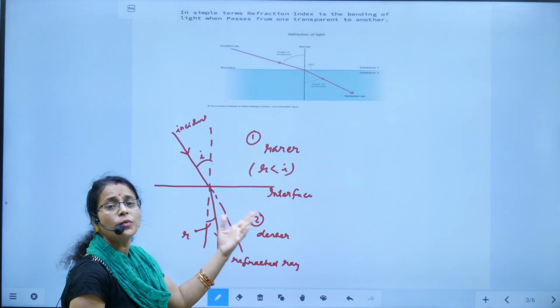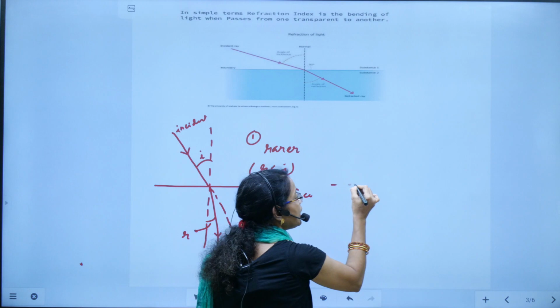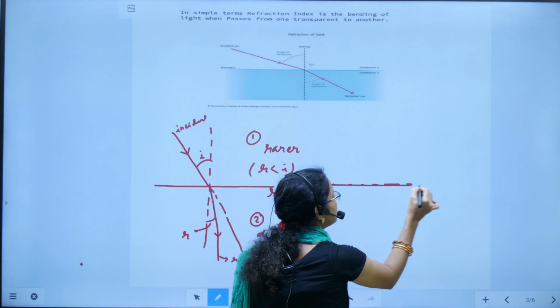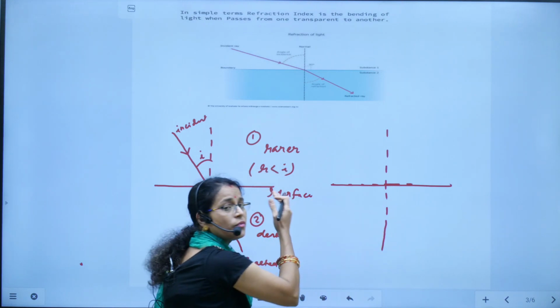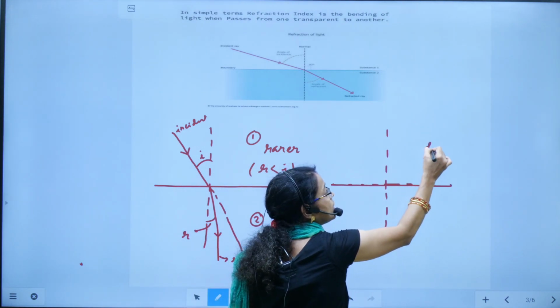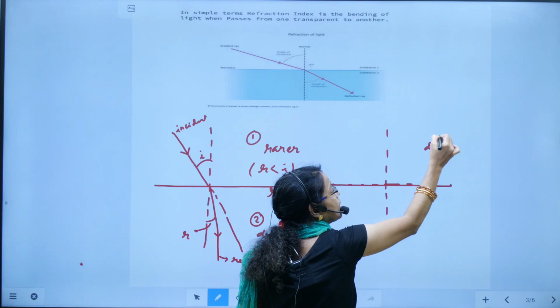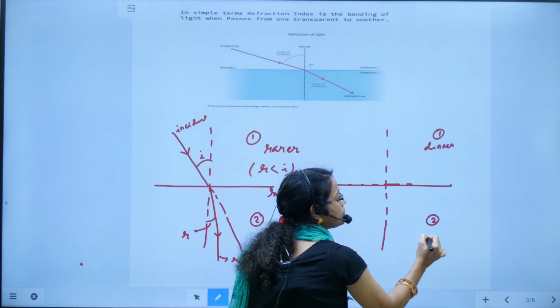If you take the opposite case, what will we get? This is the interface dividing the two media, and this is the normal to the surface like the previous one. Now the first medium is the denser medium, and the second medium is the rarer medium.